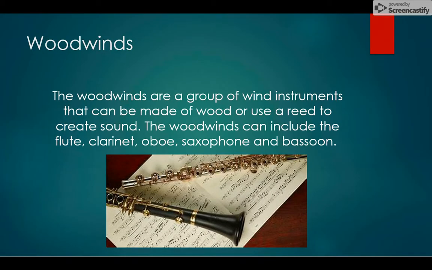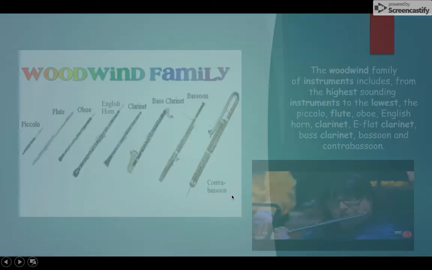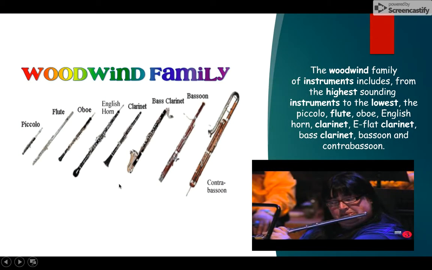The woodwinds are a group of wind instruments that can be made of wood and/or use a reed to create sound. The woodwinds can include the flute, clarinet, oboe, saxophone, and bassoon. The woodwind family has several instruments, the smallest being the piccolo, which has the highest pitched sound, to the contrabassoon, which is the largest woodwind and has the lowest playing sound.